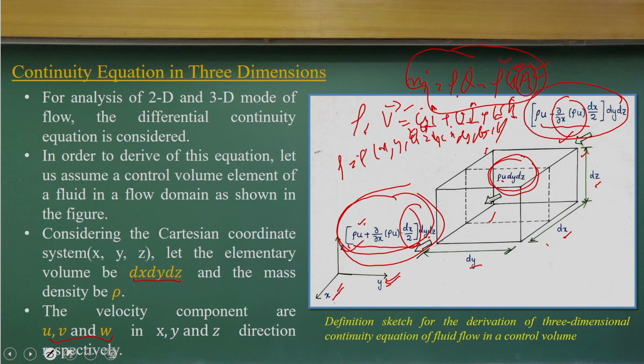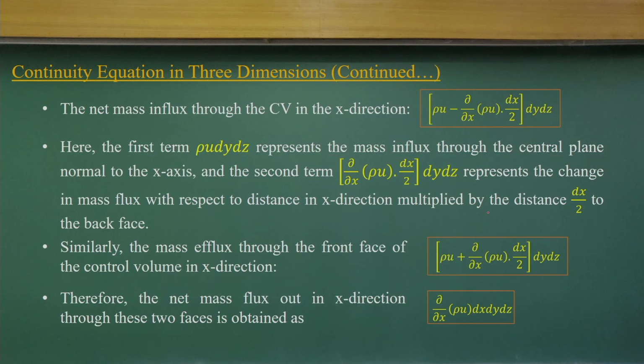Then we can compute the net mass flux, which is very simple. That is the net mass flux passing through in the x direction. Just subtracting these two, we get this part. These two terms cancel each other out, and dx is combined. You get the net mass flux out in the x direction through the two surface faces. It will be this part.